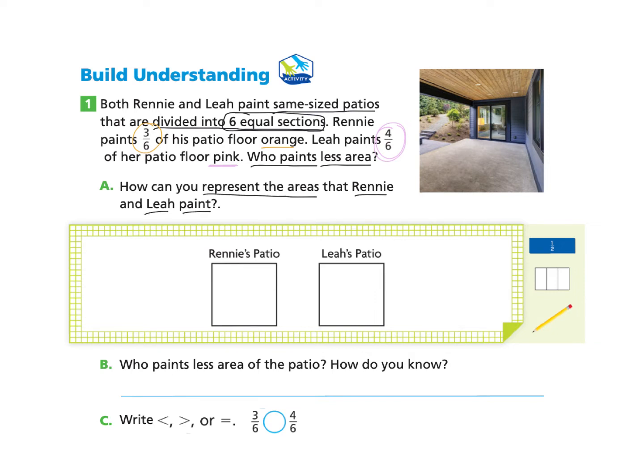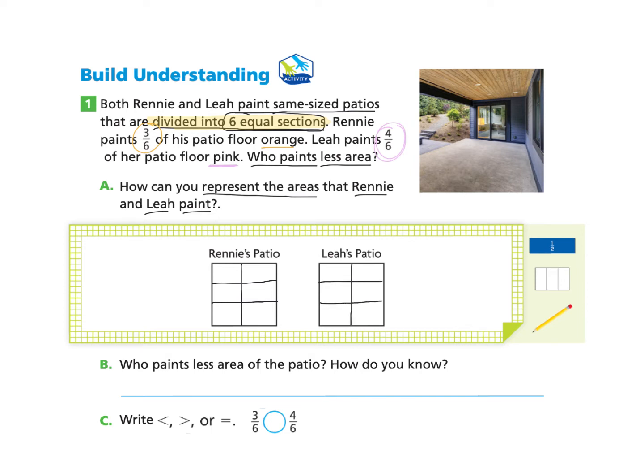And then they have a green box with Rennie's patio and Leah's patio next to each other, and we know that they are the same size patios. So the first step is to remember that they have told us that they're both the same size and they're both divided into 6 equal sections. So we can start by making both patios into 6 equal pieces. So I'm going to go ahead and do that now, and you can follow along and do the same thing to make both of these 6 equal pieces so we can compare them.